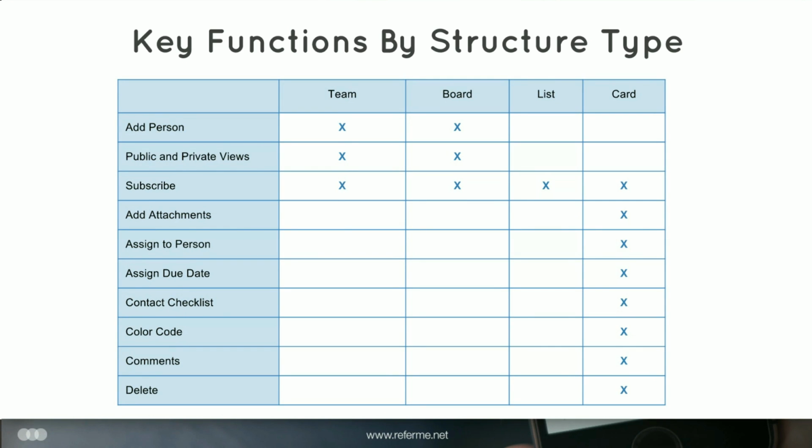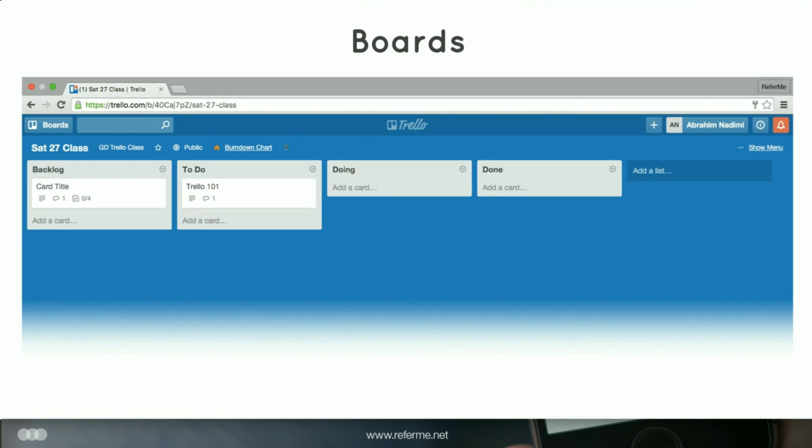Let's get in. Here's a picture of a board. You'll see this actual board in a second when we go into Trello. What you'll see here is this button, which will allow you to show all the different boards that you have a membership on or have access to. This will show you the name of the board. This will show you the team that it's in and the privacy setting of this particular board.